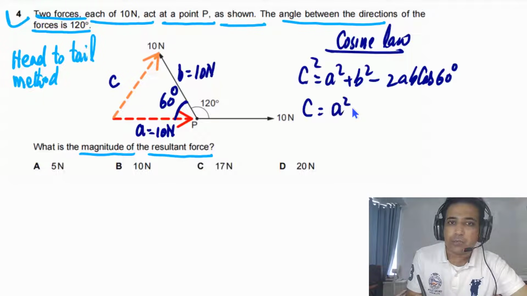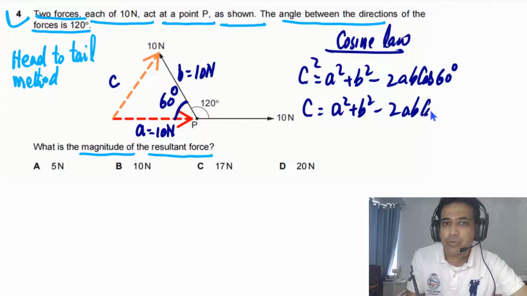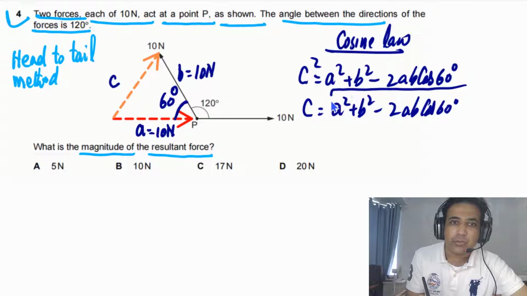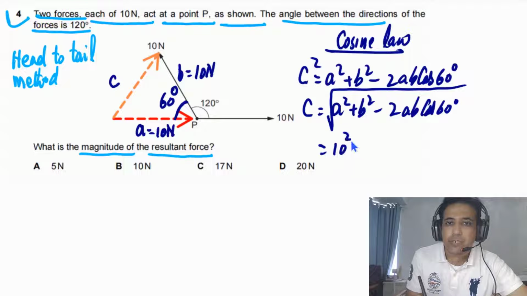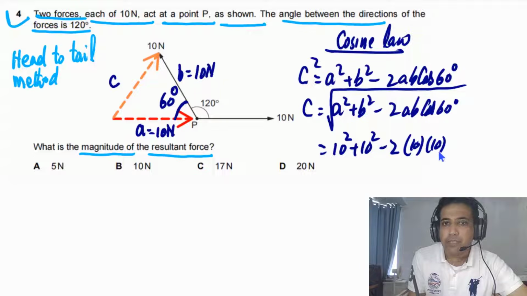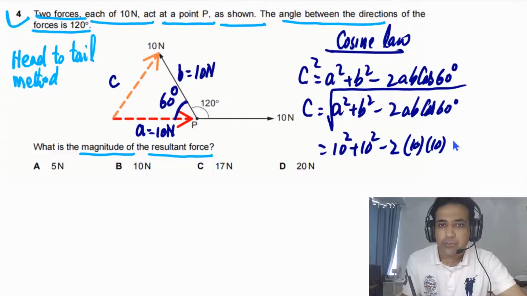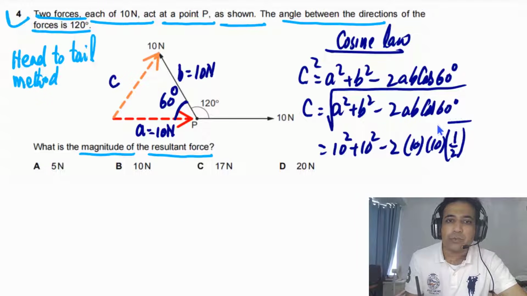So C will be equal to A square plus B square minus 2AB cosine of 60 degrees. So we can take the root of this. We can write down here: 10 square plus 10 square minus 2, here we have 10, here we have 10, and cosine of 60 degrees is 1 by 2. So we have to take the root of this.